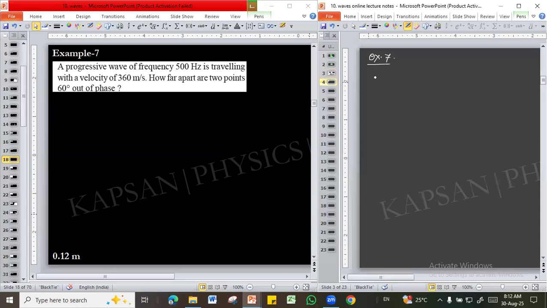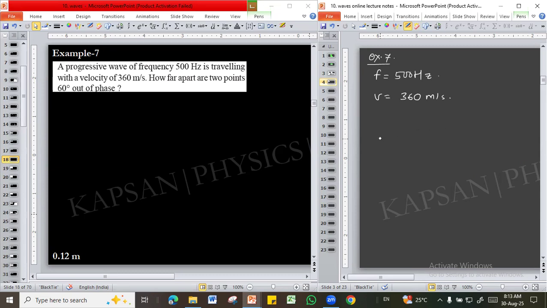A progressive wave, traveling wave; non-progressive, stationary wave. Progressive wave means energy available in one region will be transferred to the next region. That is a progressive wave. Stationary wave, energy in this region will stay in this region, will not go anywhere. A progressive wave of frequency equal to 500 hertz is traveling with a wave velocity of 360 meter per second. How far apart are the 2 points 60 degree out of phase?